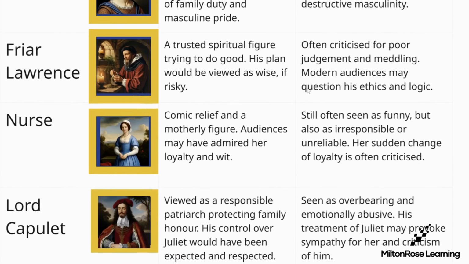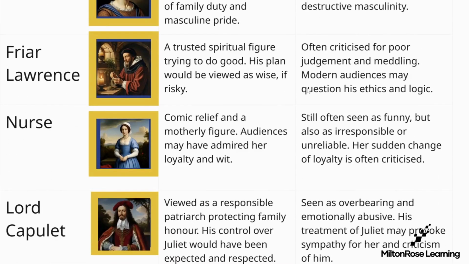And then Lord Capulet at the bottom. An Elizabethan audience would have seen he's a responsible patriarchal figure. He's protecting the family honour. And his control over Juliet would not have been a problem. They'd have just said, yeah, that's what you do with your daughter. But obviously on the right-hand side, a modern-day audience, values have changed now. So Capulet would be seen as overbearing, maybe even emotionally abusive. His treatment of Juliet may provoke sympathy for her and criticism of him.